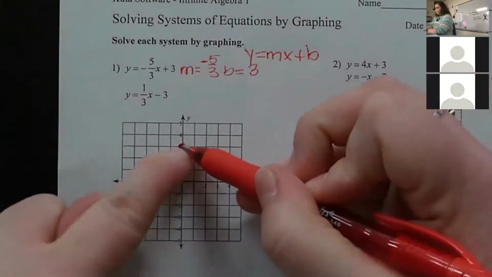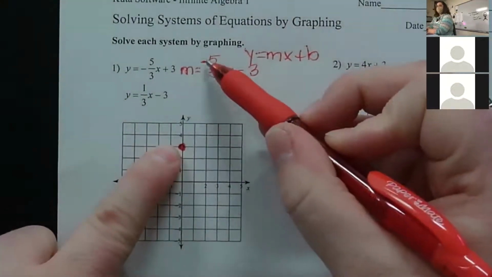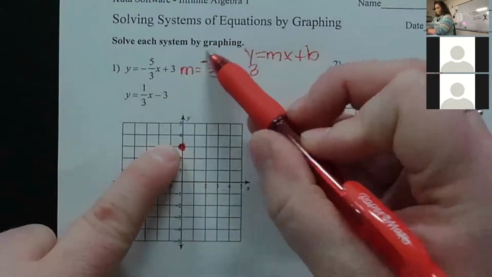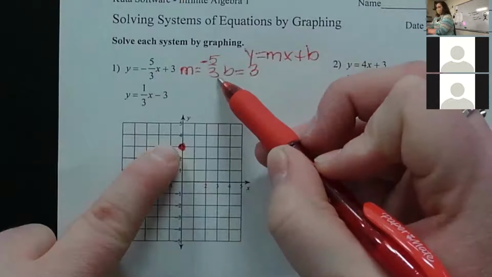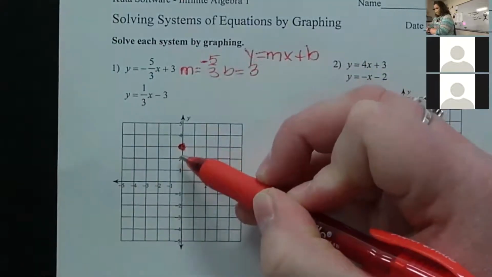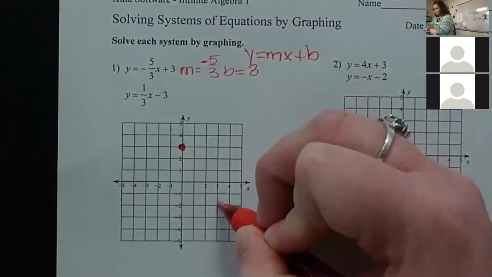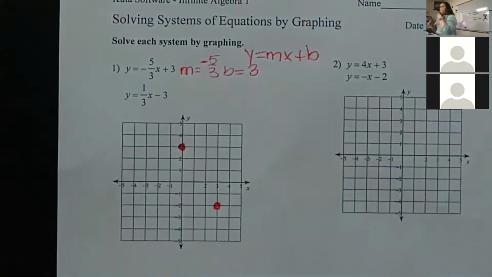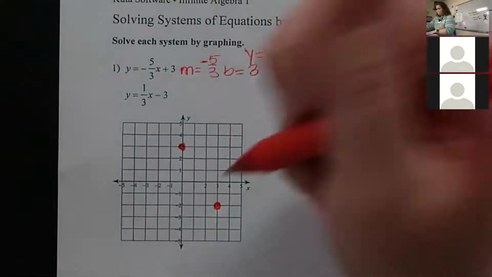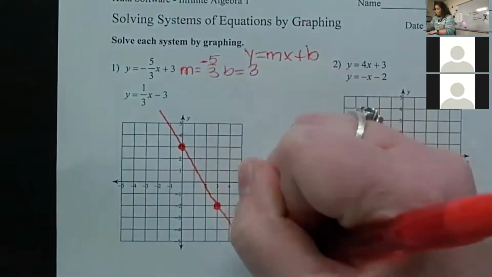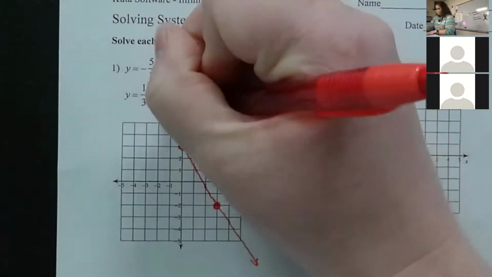Okay. From there, I do my slope. It's a negative. So does that mean I go up or does that mean I go down? Okay, so I go down how many? 5. And then I go over 3. Okay, so down 5 over 3. 1, 2, 3, 4, 5, and over 3. 1, 2, 3. Now you're going to want to connect those points very well with a nice straight line today, because we're going to try to find where they intersect, remember? So do your best to make a nice straight line. If you need a ruler, let me know. I do have some over here on the shelf.